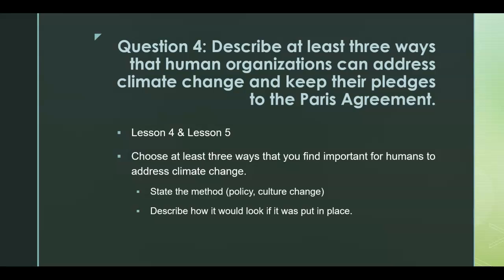So I want you to look at lesson 4 and lesson 5, and honestly, really any lesson in this unit or most of the units in this whole class, Earth and Space Science, would help you with this. And you're going to choose 3 ways that you think it's most important to address climate change. But I don't want you to just say the way it is. I want you to describe it. Is it a policy? Is it an effort at culture change? And describe how it would look if it was put in place.